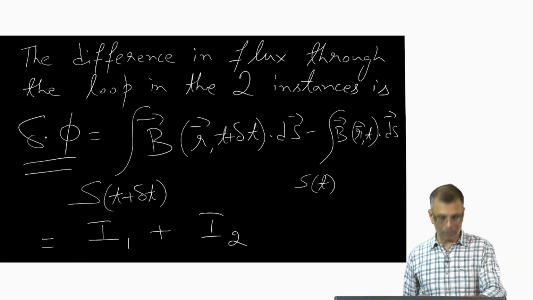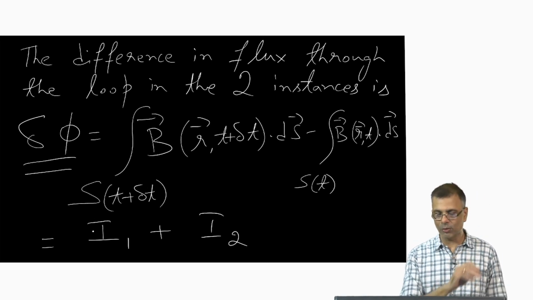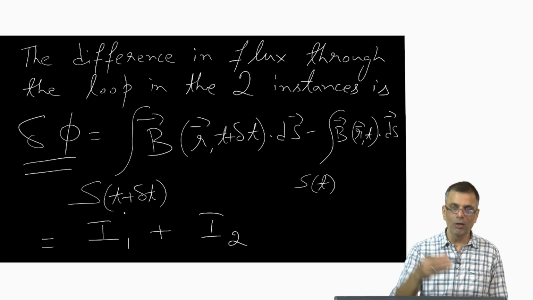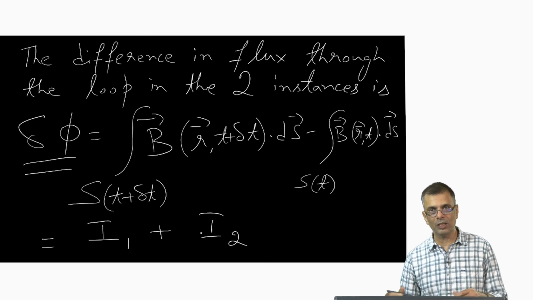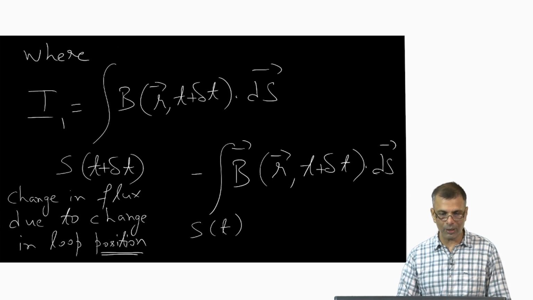Okay. So let us write this down, and I am writing this down as I1 plus I2, where I1 is the change in flux due to the change in loop position, and I2 is the change in flux due to the fact that the magnetic field has changed. We have already written down I1, so now let us write down what would be I2.